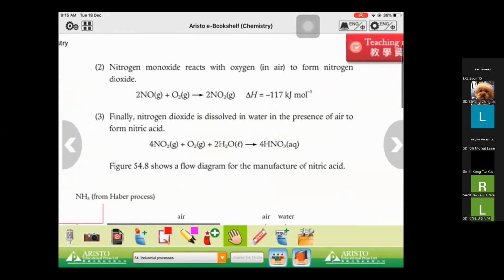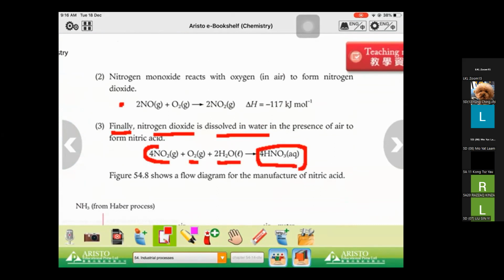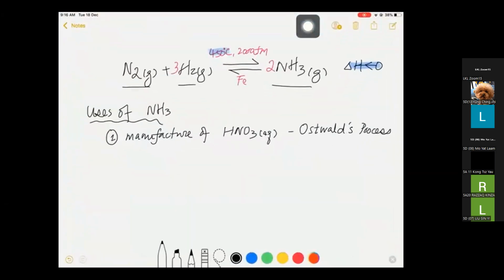The next step, after NO is formed, NO is further oxidized to NO2. And then remember, you have to balance this equation. Finally, NO2 is dissolved in water in the presence of oxygen to form nitric acid, HNO3. I will put all these equations down on my notes. So please follow me. There are 3 steps.